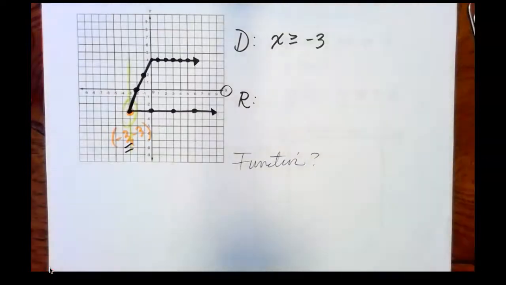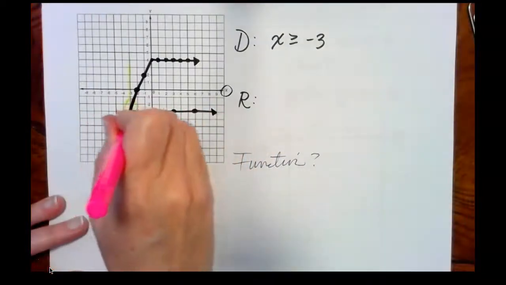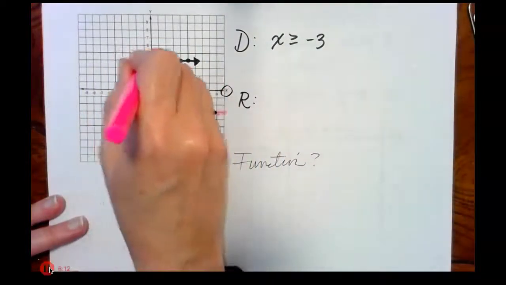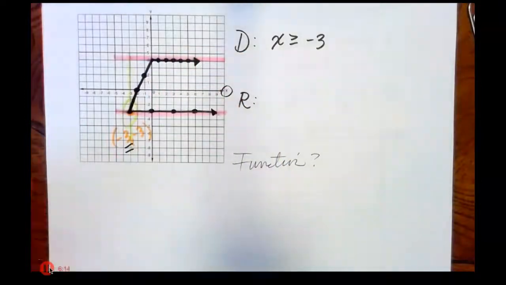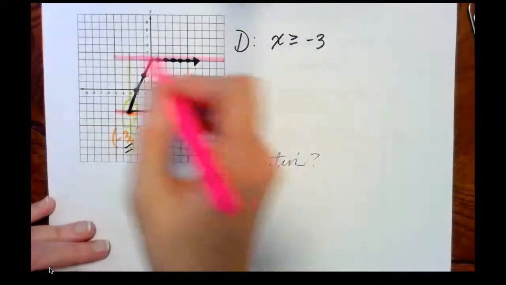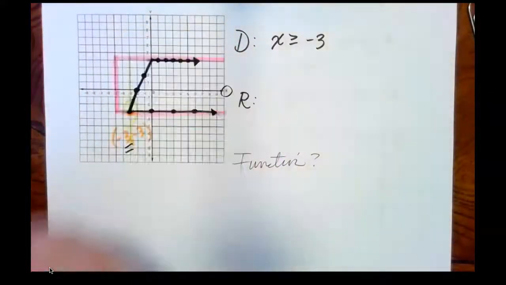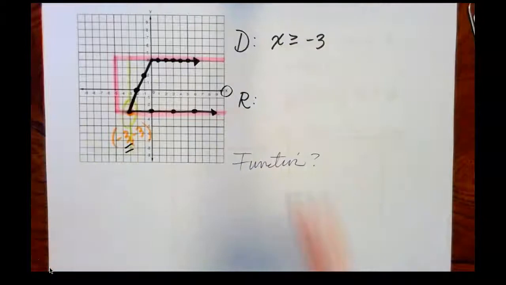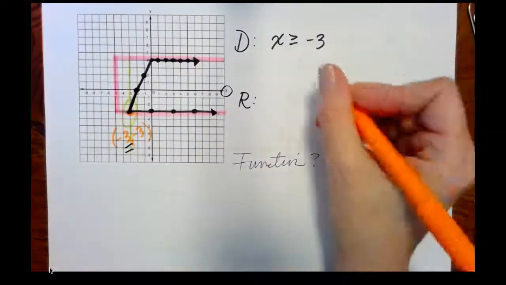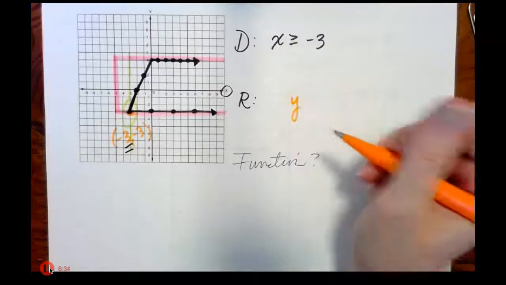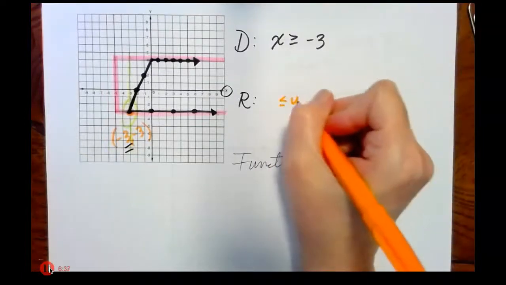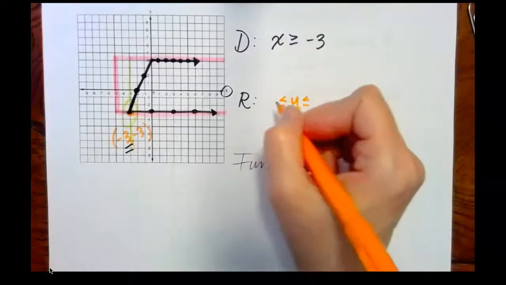Our range is limited this time. If we look at our range, here's the bottom of our range, and here's the top of our range. The range is limited. The range is all about y. So if this is the bottom of the range and this is the top of the range, and then we're going to include everything in between, the pink highlights there are showing you what our range is. Remember, the range, that's the y values. So y is between. So between what?